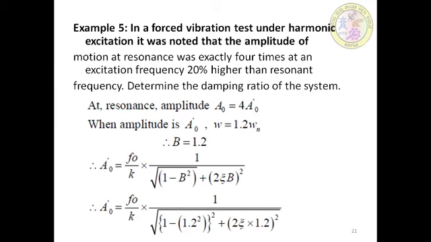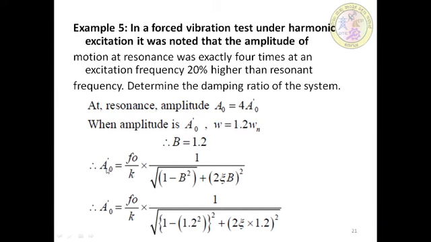Determine the damping ratio of the system. What is given is that at resonance the amplitude A naught becomes 4 times the initial value, A naught dash. It is also said that the exciting frequency is 20% higher, meaning 1.2 times the natural frequency, and that's why the frequency ratio is nothing but 1.2.